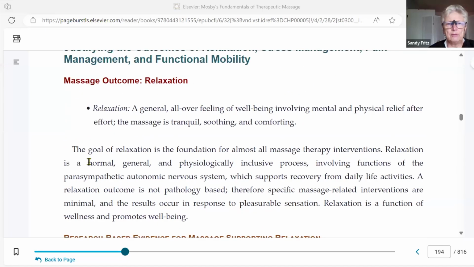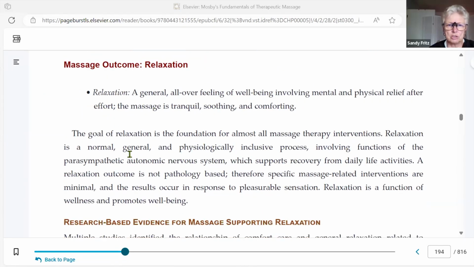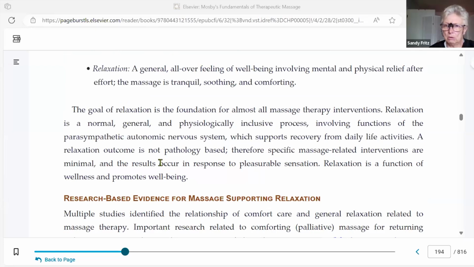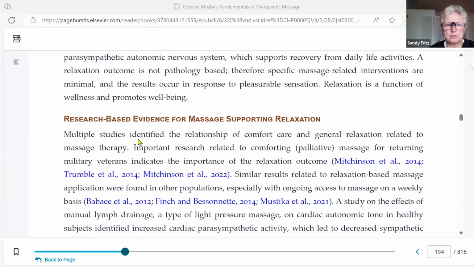So here, how this is organized is that here's the outcome, here's the definition, here's the main goal that is involved in the areas that are targeted, and then the research evidence supporting this claim.